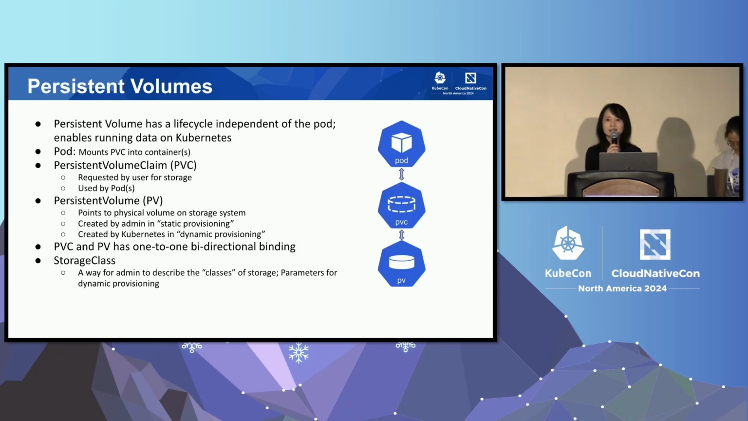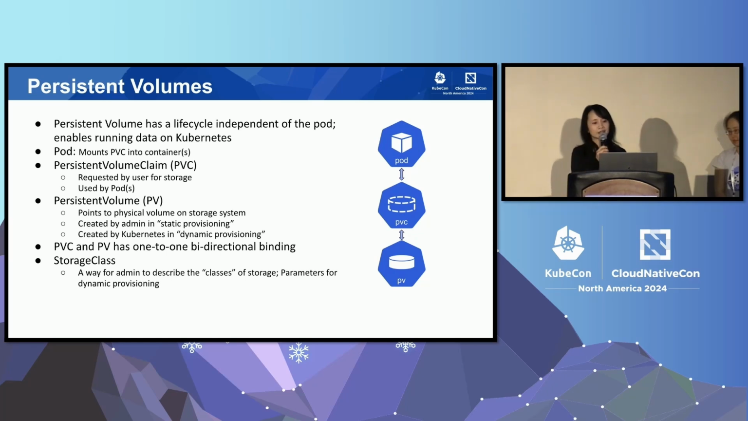A persistent volume is the type of storage that lives beyond a pod's lifecycle, which allows us to support running databases in Kubernetes. A PVC is in the user namespace. It represents a user's request for storage. A PV is in the cluster scope. It represents a resource on the storage system. A PVC and a PV have a one-to-one mapping to each other.